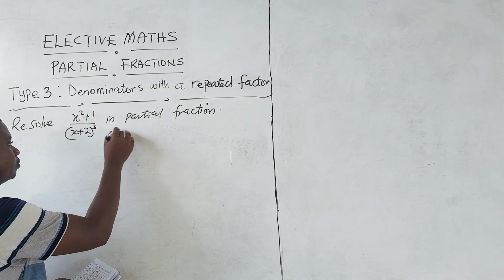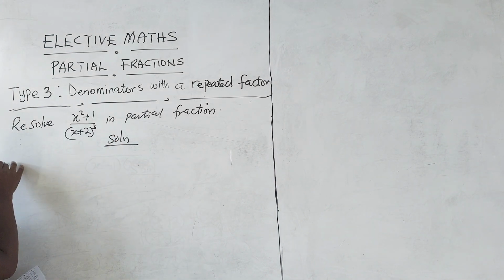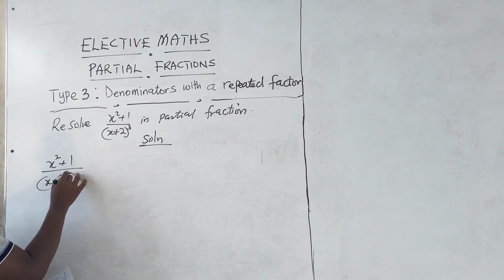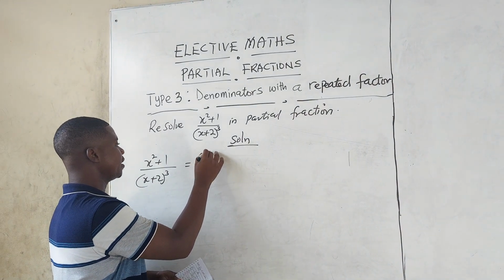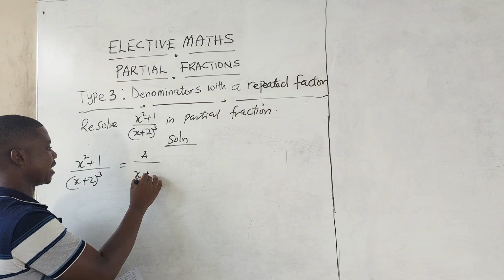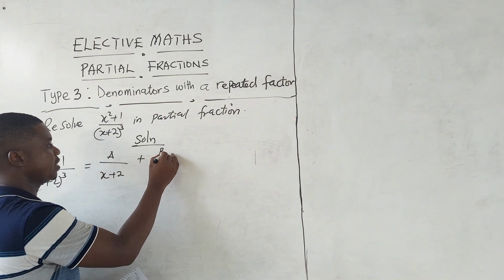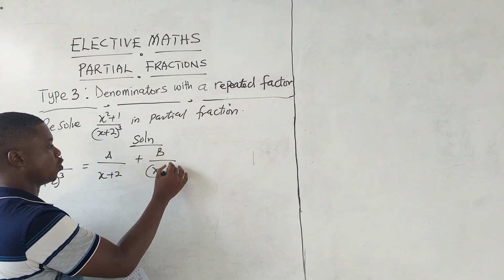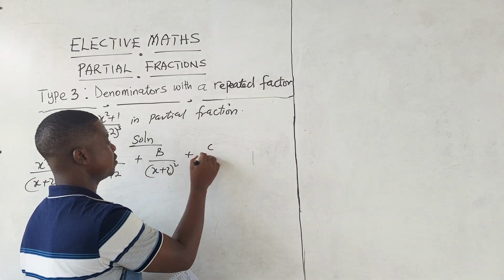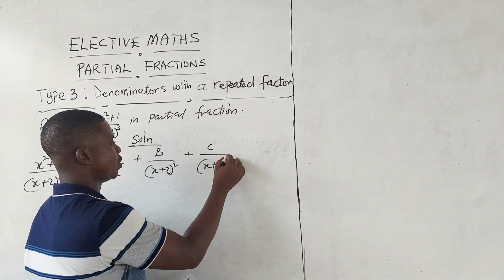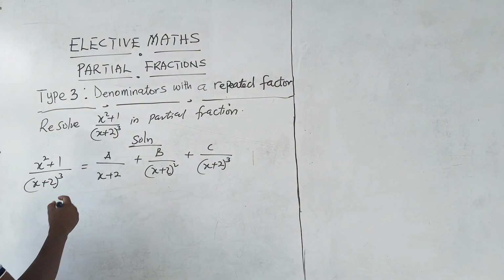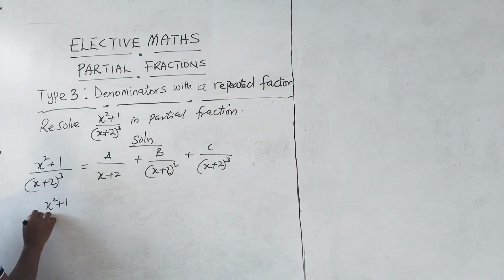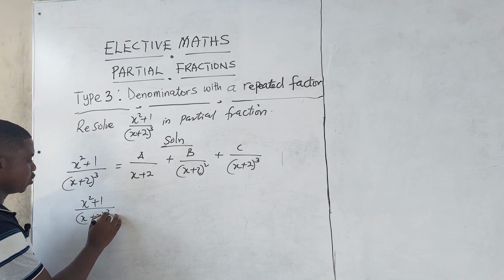So now x squared plus 1 over x plus 2 all cube. This one is repeated, so we have a over x plus 2 plus b over x plus 2 all squared plus c over x plus 2 all cube, because the power is 3. So let's continue. We have x squared plus 1 over x plus 2 cube.